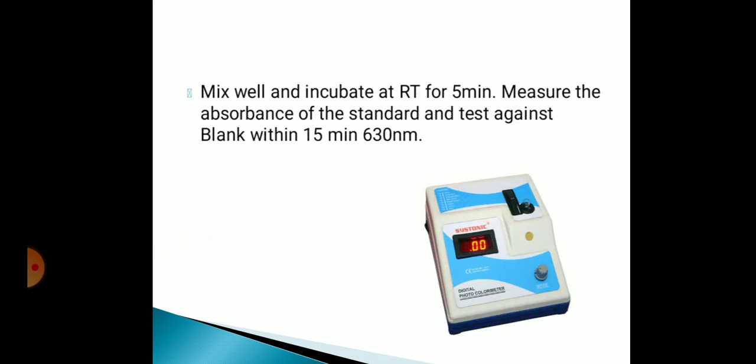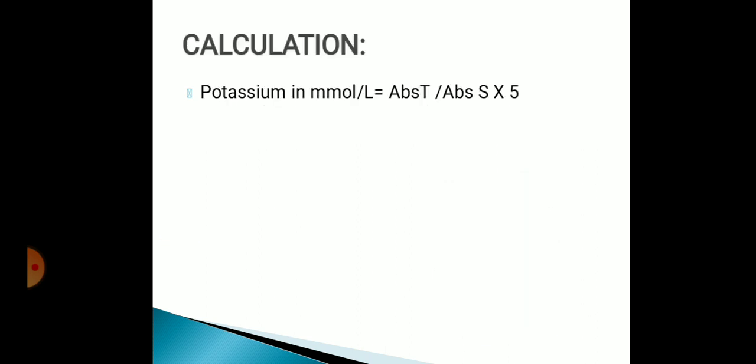Mix well and incubate at room temperature for 5 minutes. Measure the absorbance of the standard and test against blank at 630 nanometer. So the potassium in the sample can be estimated by absorbance of test by absorbance of standard multiplied by 5.